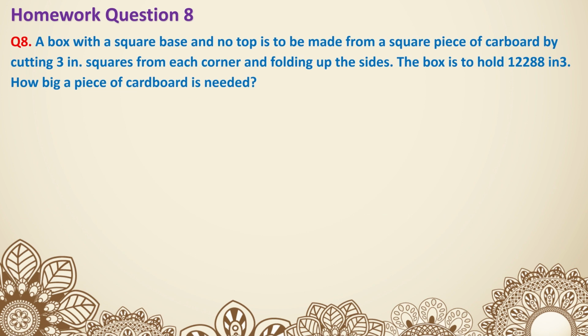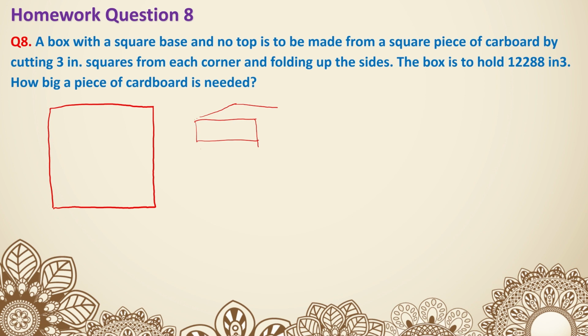A box with a square base and no top is to be made from a square piece of cardboard by cutting 3-inch squares from each corner and folding up the sides. Well, this sentence itself is already a bit confusing. So the basic idea is you are going to start with a piece of cardboard, which is a square shape. And in order to make it into a box, here's a look of a box, all of these sides are actually folding up from this piece of paper.